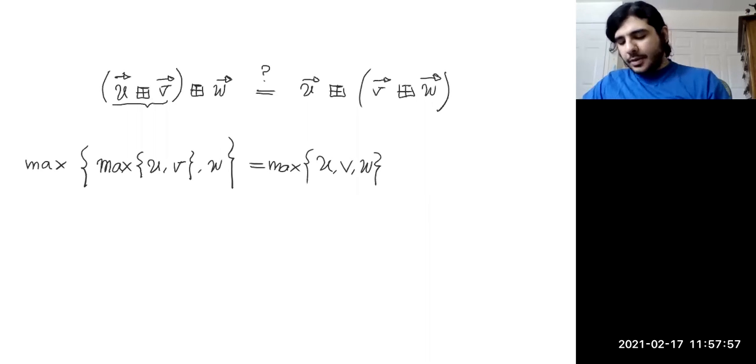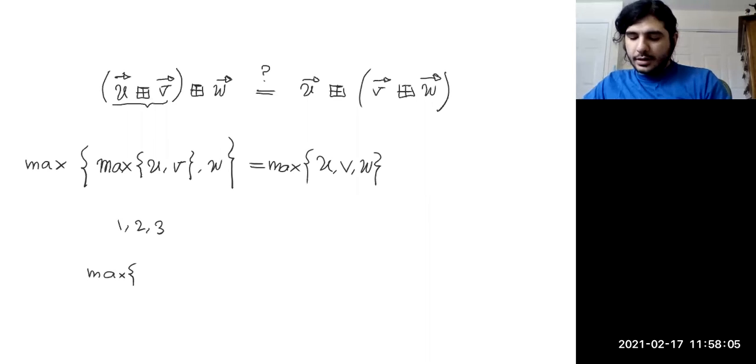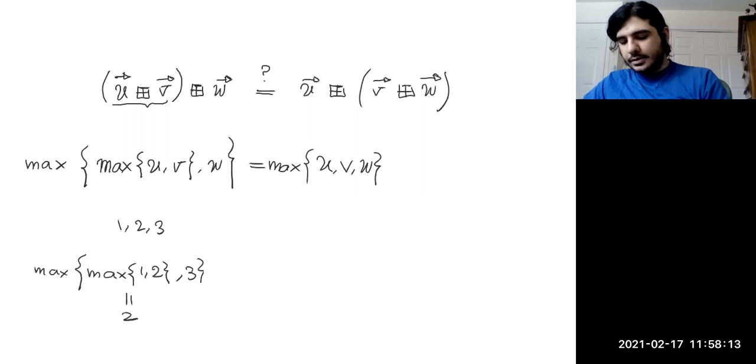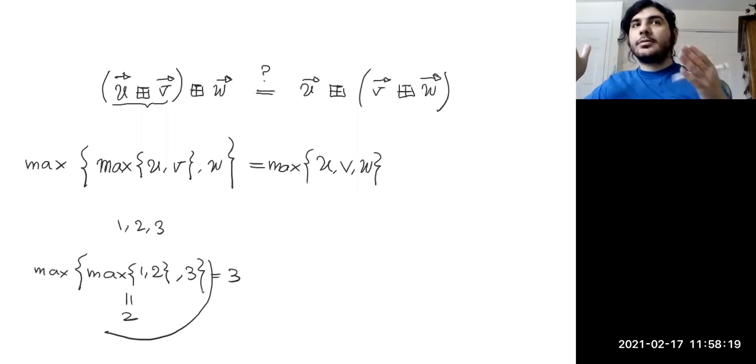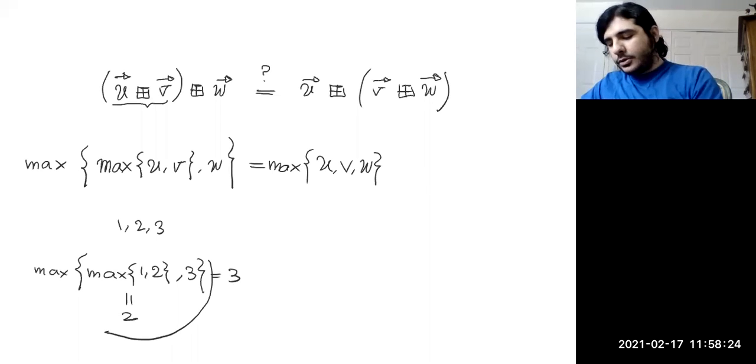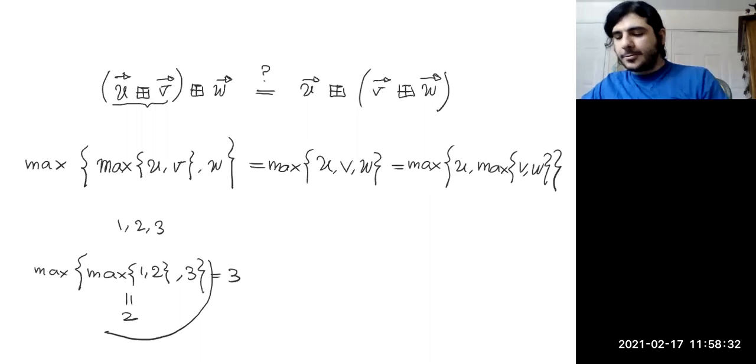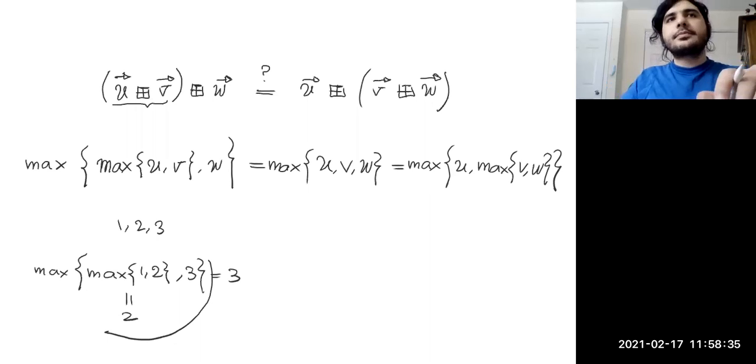So for example, let's say we have 1, 2, 3. It doesn't matter if we first say what is the max between 1 and 2, which is 2, and then computing max between 2 and 3, which is 3. So the whole thing, the max is 3. It doesn't matter if we do that or first we compute max of 2 and 3 and then with 1. So we do have associativity. So the first thing really holds. Okay, so the first property is correct.